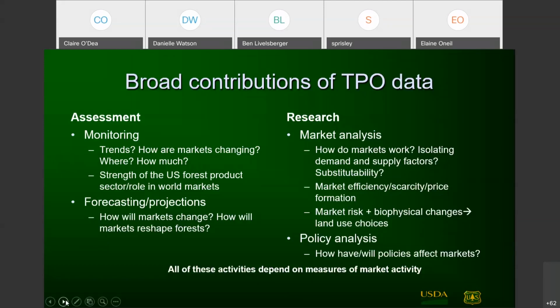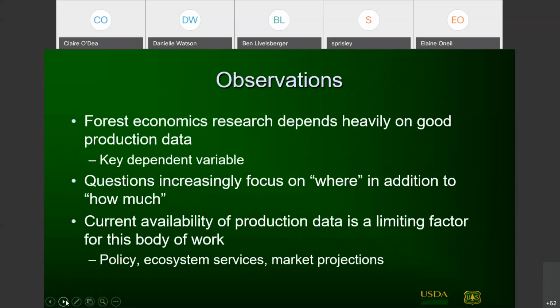And we can similarly use these models and projections to get a better understanding of how existing policies have affected markets and how new policies might affect markets going forward. Ultimately, forest economics research depends heavily on good production data, which serves as a key dependent variable. TPO information is really critical to the work that we do in terms of both monitoring and research. Increasingly, questions focus more on where, in addition to historic questions which focus on how much. And it's worth noting that current availability of production data is a limiting factor for this body of work and research.